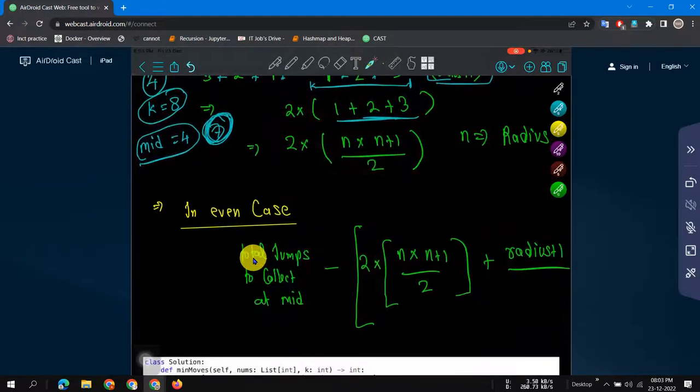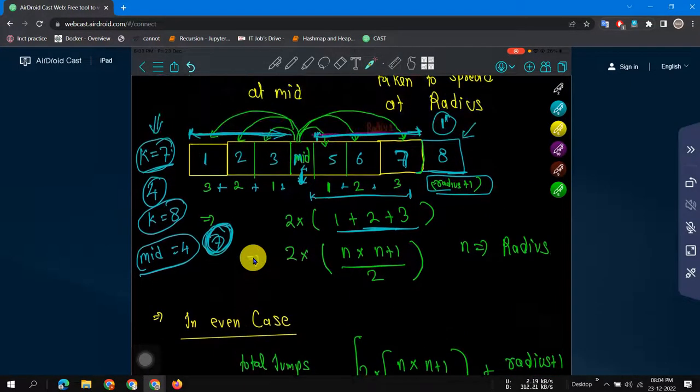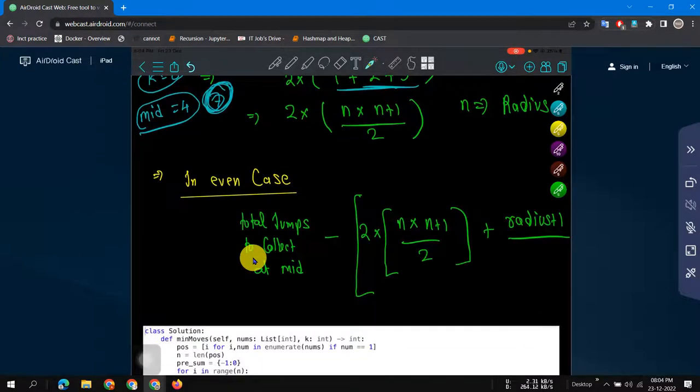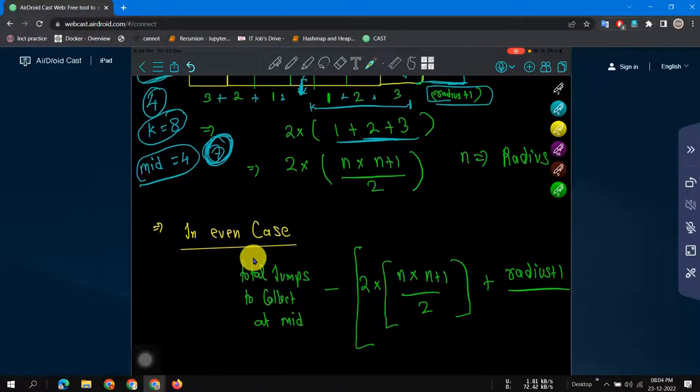But in the even case, we have seen that I have to move one extra, right? And that extra comes by radius plus 1, right? So I have added up radius plus 1 here. So now my answer will be total jumps to collect at mid minus total jumps we need to take to spread around the mid.